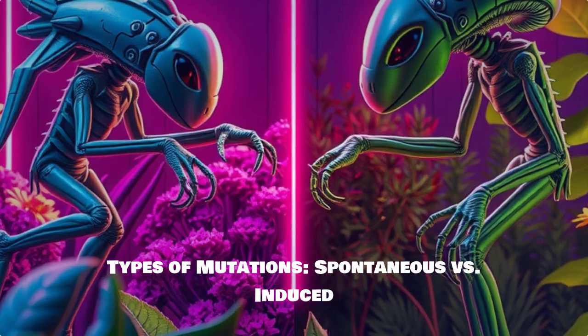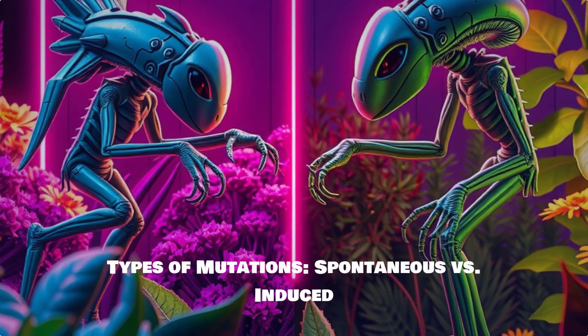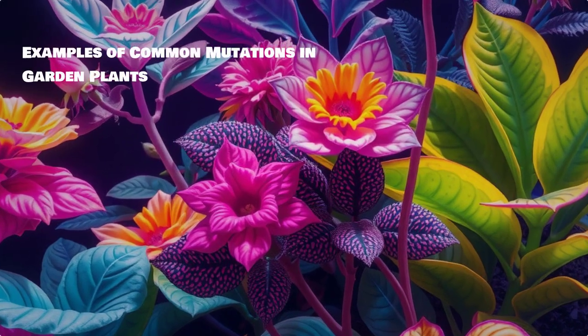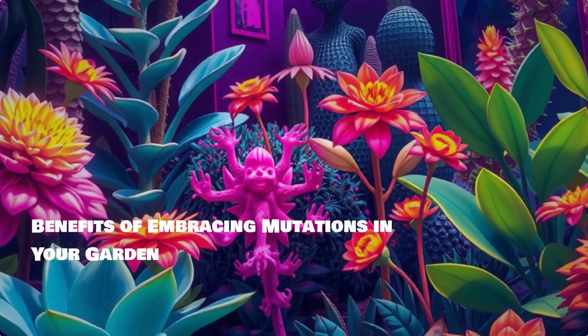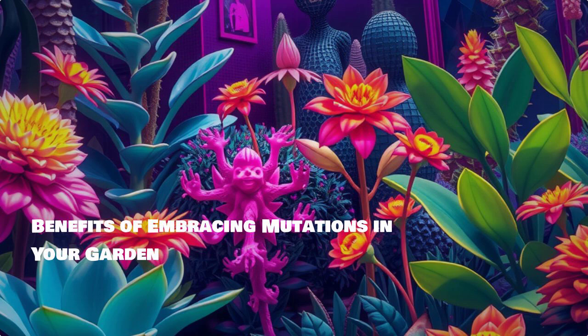There are two main types of mutations: spontaneous, which occurs naturally, and induced, which we can create in controlled settings. Some common mutations include variegated leaves or flowers with unusual colors. Each of these changes brings a unique beauty to your garden. Embracing mutations can lead to improved resilience and enhanced aesthetics in your garden, contributing to a more biodiverse environment.